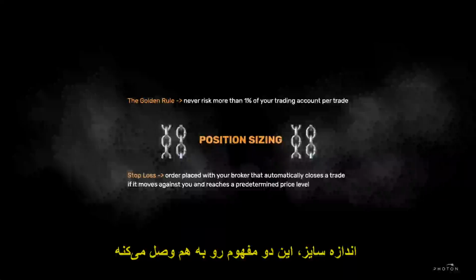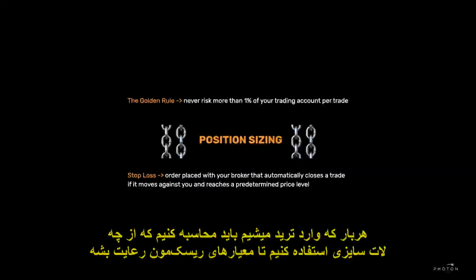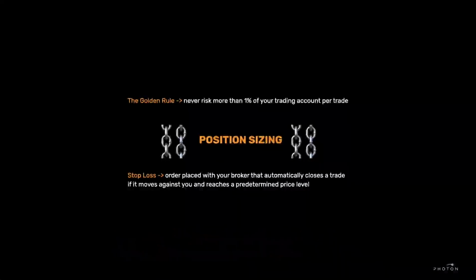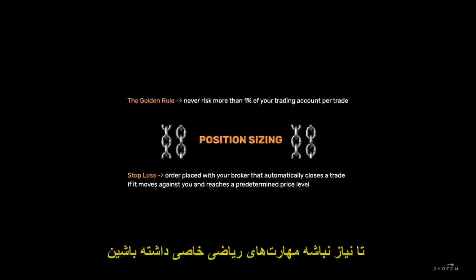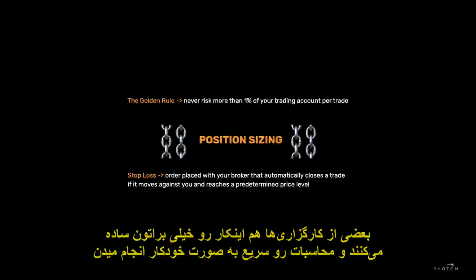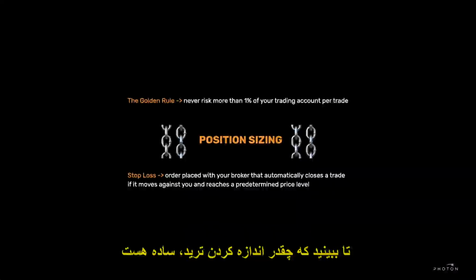Position sizing is the link between these two concepts. Every time we enter a trade, we have to do a quick calculation to work out what lot size we will use that is in line with our risk parameters. Fortunately, there are some online calculators and apps that can help you do this, so it does not require any math skills whatsoever, and some brokerage platforms even do the work for you, making it super easy and quick and almost fully automated. So let's hop on the charts and run through an actual trade example so you can see just how easy it is to size up a trade.